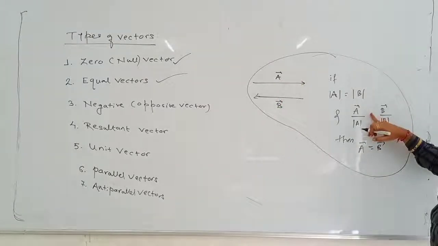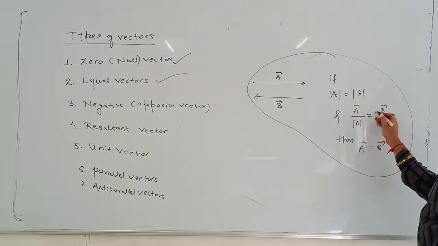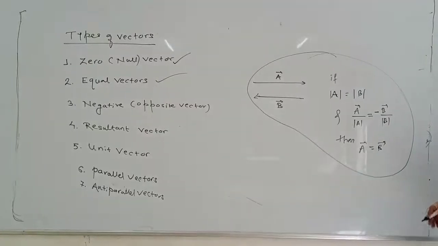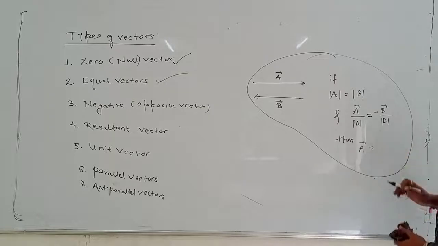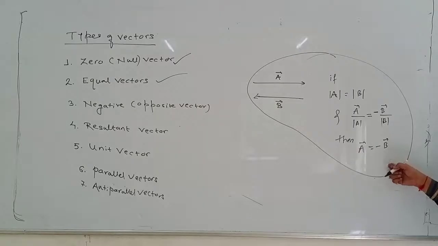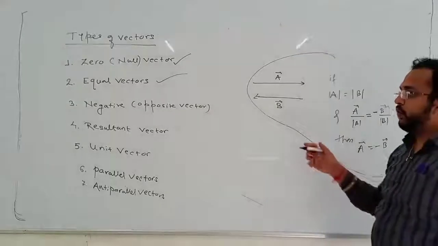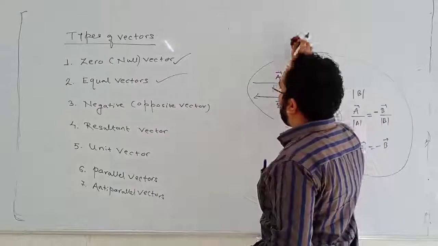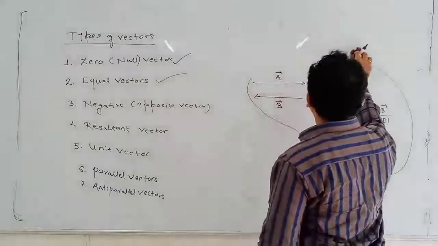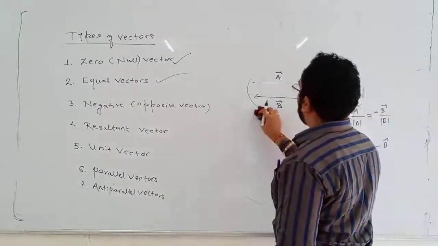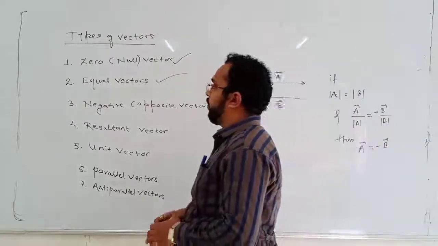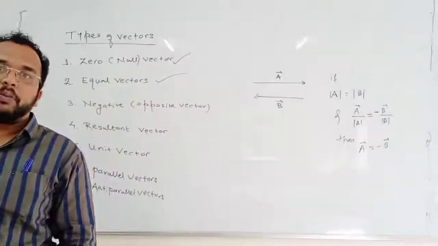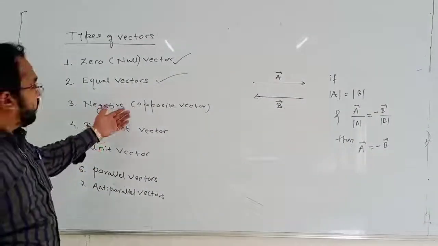But the direction is different. So I can write vector A is minus of this, the negative of this vector. Then vector A is equal to minus of vector B. This is called a negative or opposite vector. So first of all, give the title: negative or opposite vector. Third one.